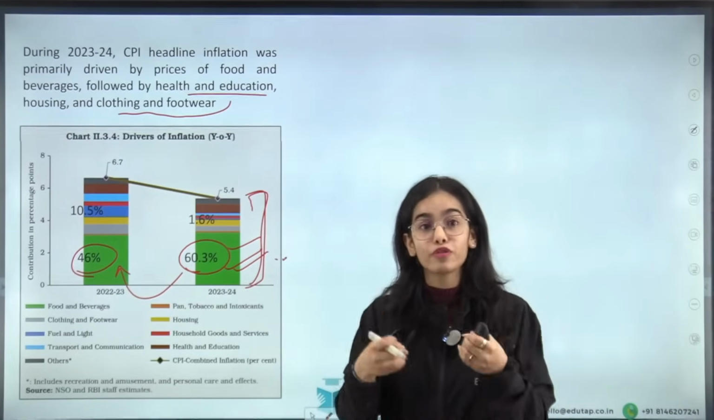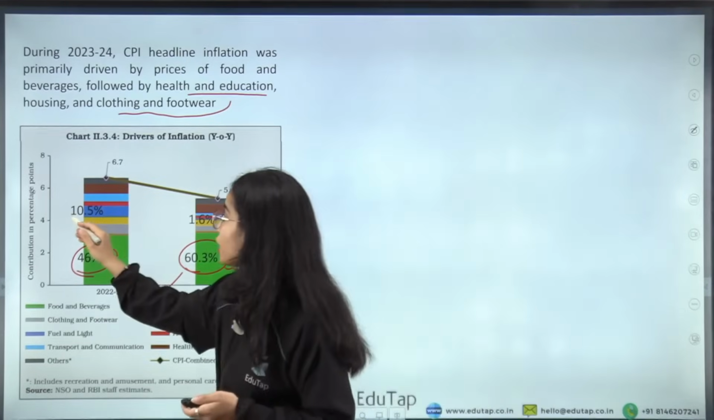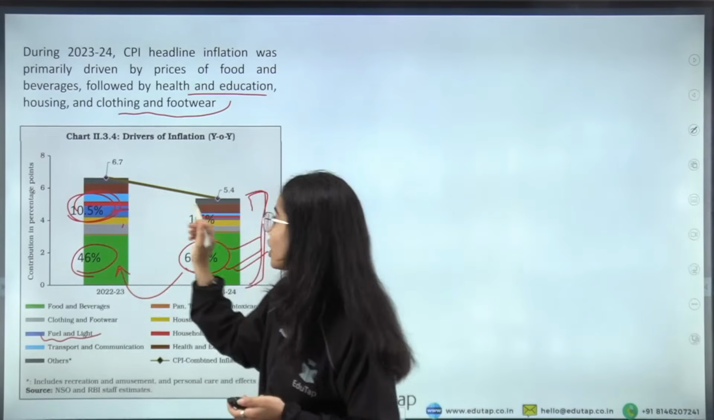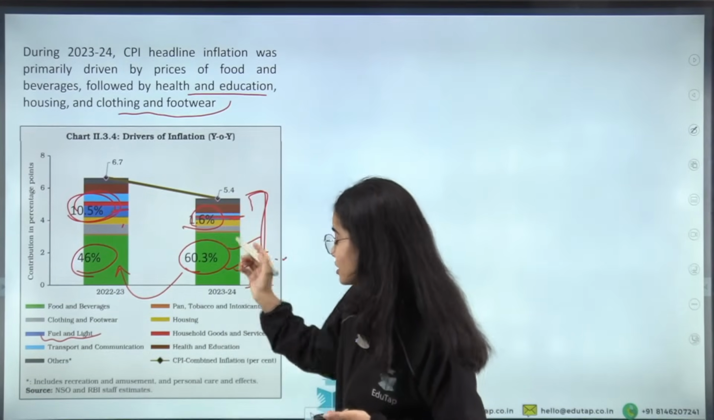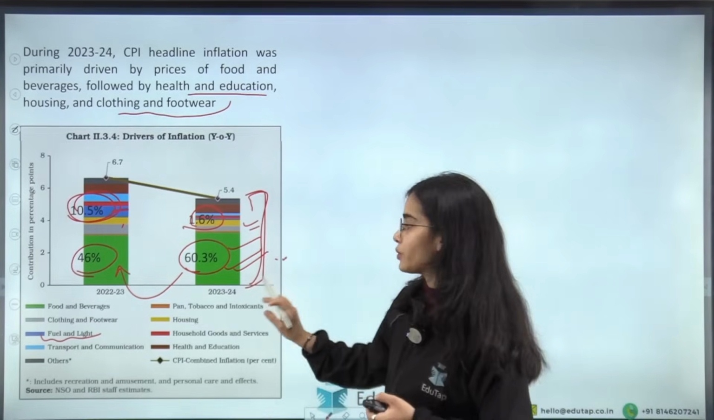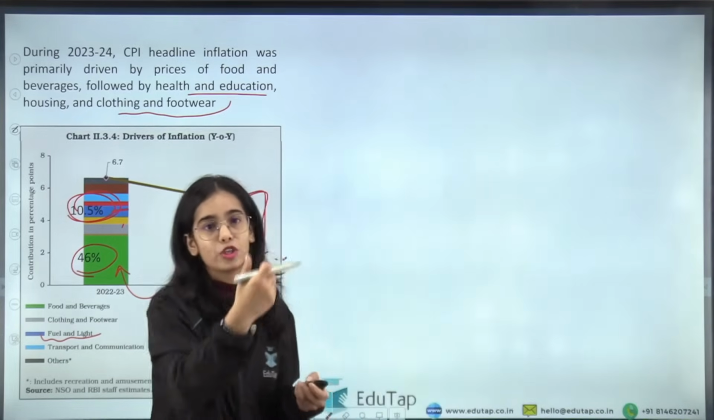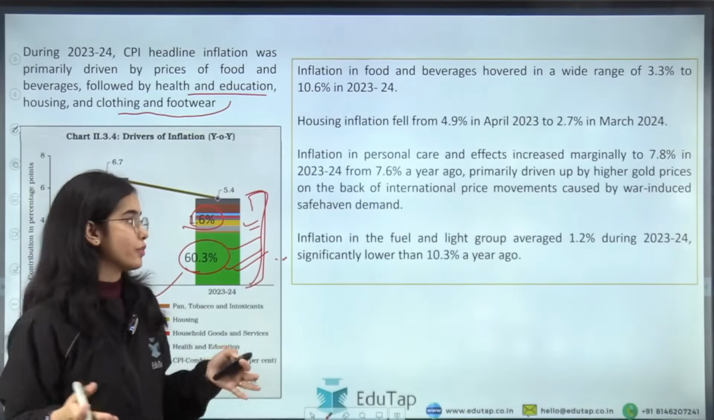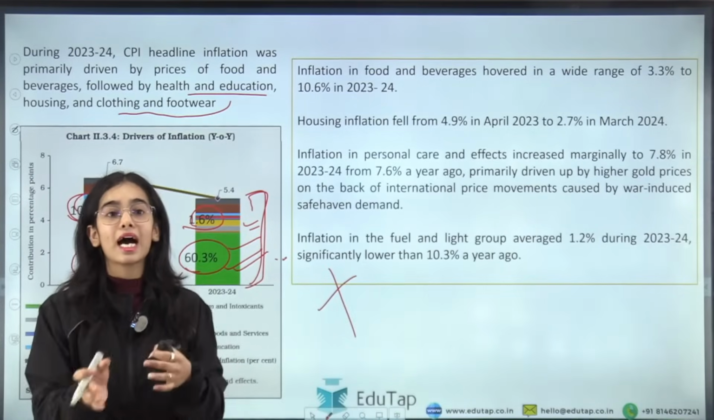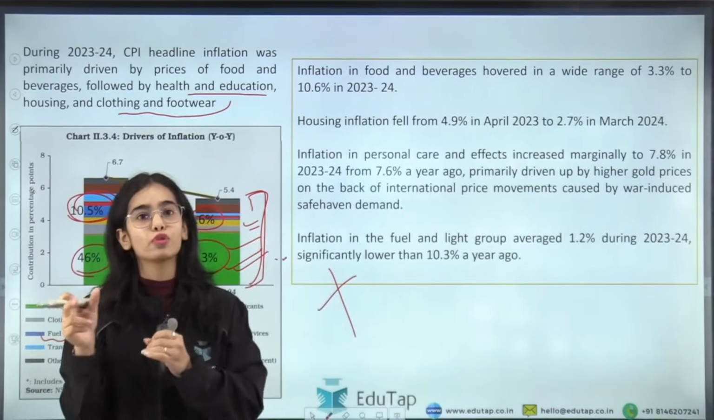While if you see the fuel prices, the contribution was 10.5% in the previous year, which has declined to only 1.6%. You can see how less it has become, 1.6% in 2023-24. So the fuel prices are actually pulling down the inflation in our country for now. This data you do not have to remember. This is for your understanding that the highest share in the inflation is of food and beverages.